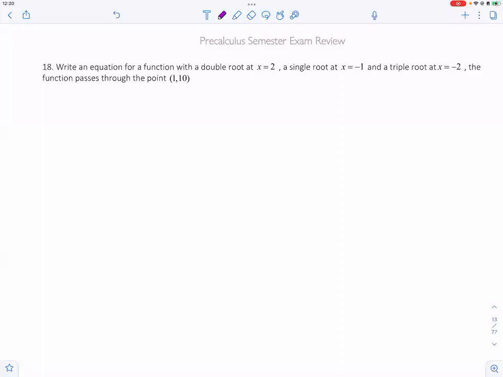All right, next up, question 18. Write an equation for a function with a double root at x equals 2. So let's go ahead and write this equation as we read the question. So f of x is equal to, double root at x equals 2, that means (x - 2) squared.